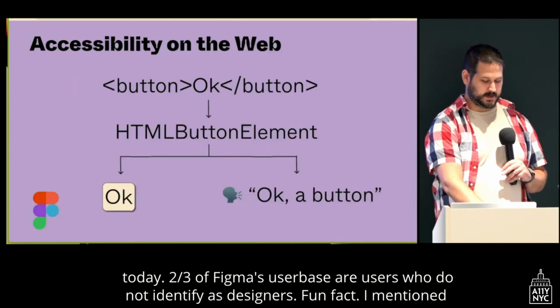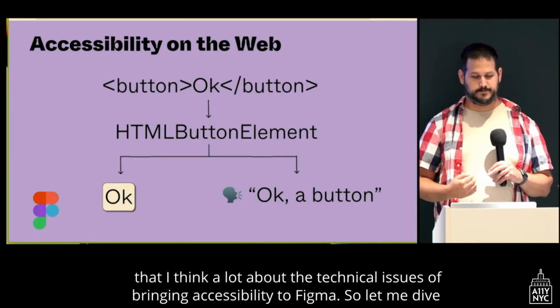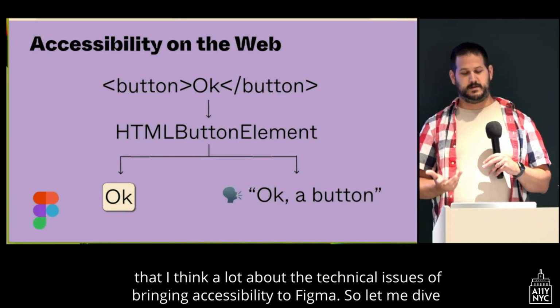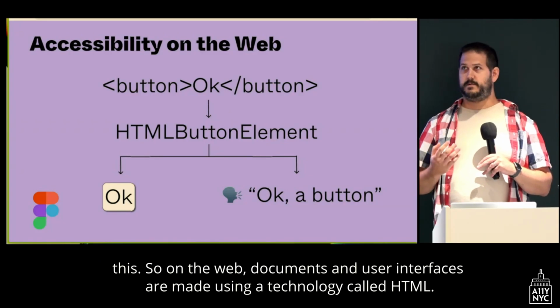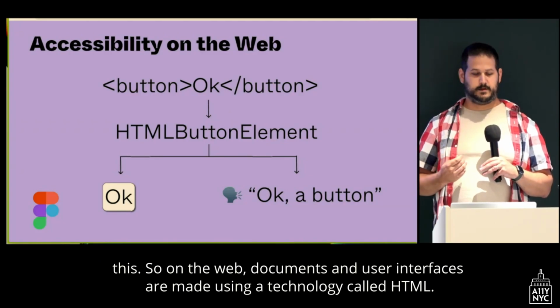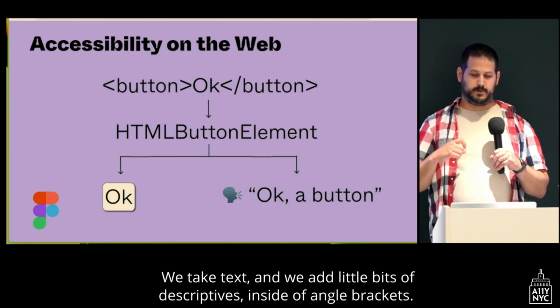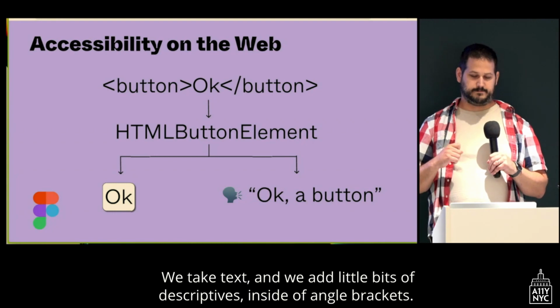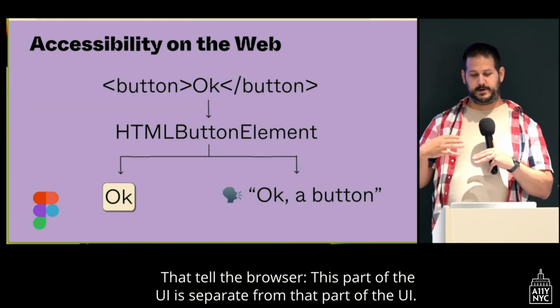All right, so I mentioned that I think a lot about the technical issues of bringing accessibility to Figma. So let me dive a little bit into what accessibility on the web is built of. What are the tools that we have for doing this? So on the web, documents and user interfaces are made using a technology called HTML. We take text and we add little bits of descriptives inside of angle brackets that tell the browser this part of the UI is separate from that part of the UI, and here's what it means.